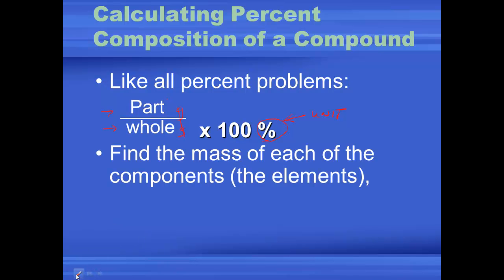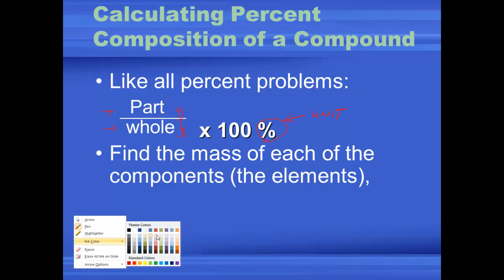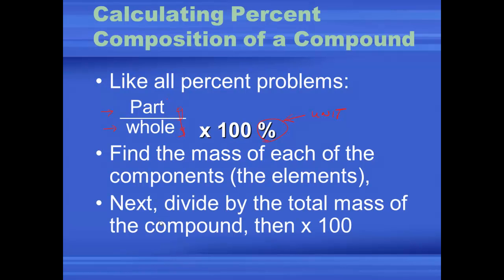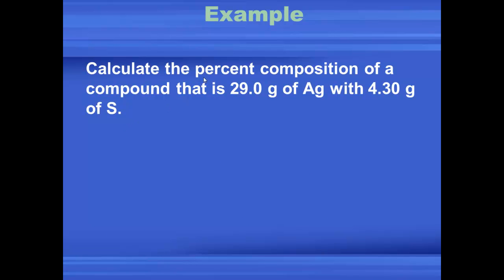So in order to do this, what we would do is we would find the mass of each of the components. This is where our periodic table is going to come into play. And then you divide it by the total mass of the compound and then multiply it by 100, as I was saying. So here's our first problem.